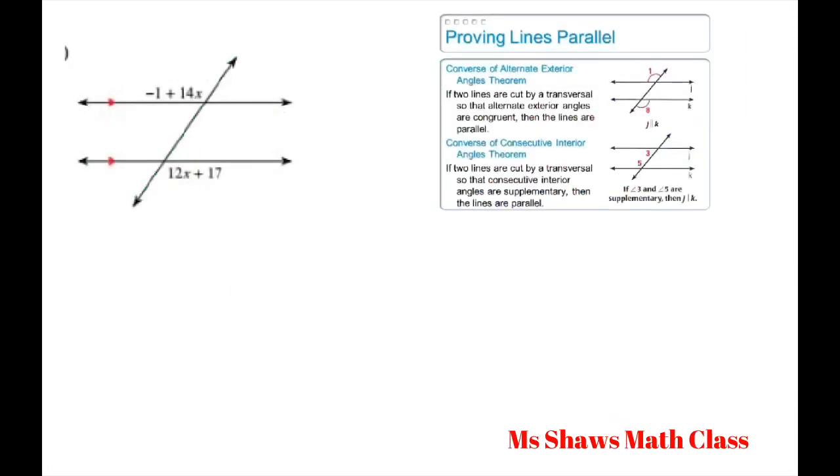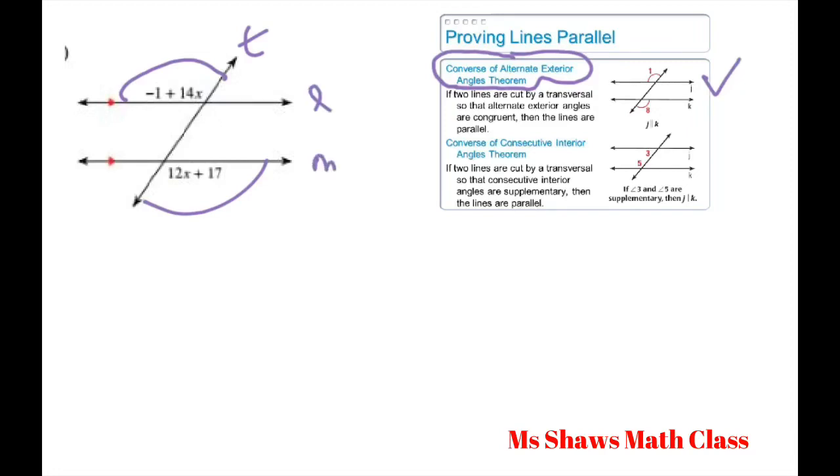And now we have the converse of the alternate exterior angle theorem. It says if two lines are cut by a transversal, I'll call that the transversal, so that the alternate exterior angles, which would be angle 1 and 8 in this example, are congruent, then the lines are parallel. So we're going to solve for x and make them congruent so that L and M are parallel. We want them to be equal or congruent.